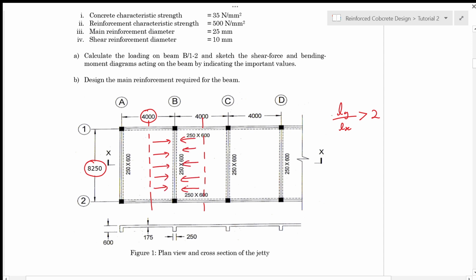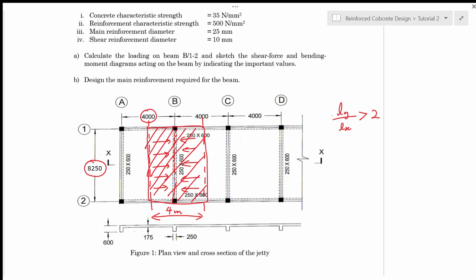So for one-way slab, the total area of load that is going to be transferred to this beam here will be this area. So this area of load will be transferred to beam B12. So the width of the area here is 4 meter, where 2 meter is on the left hand side and another 2 meter is on the right hand side of the beam. So we have already identified the area.